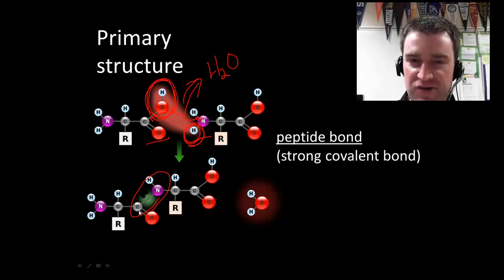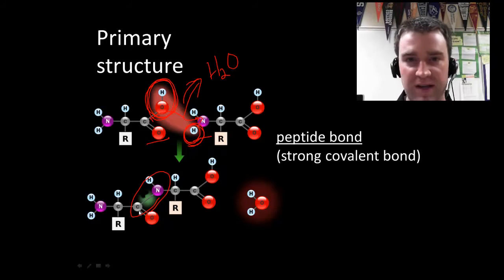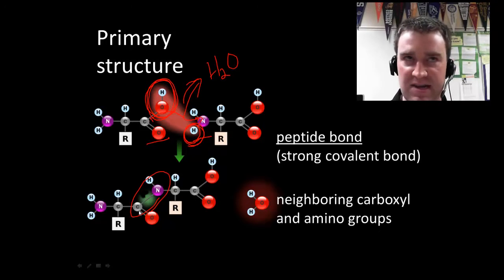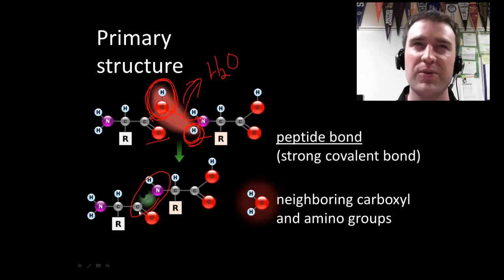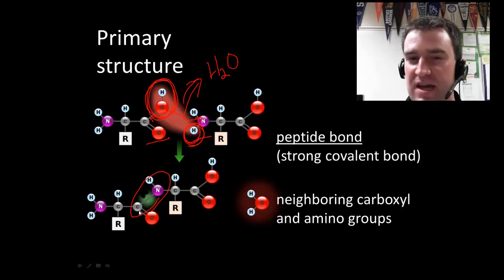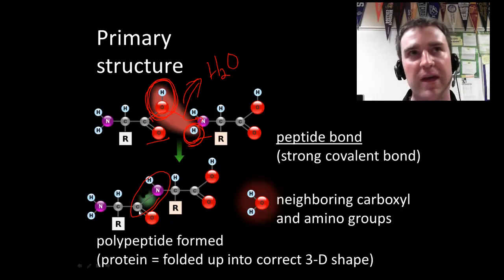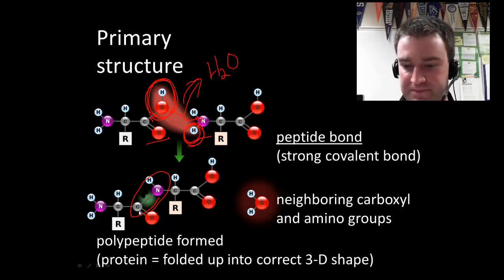And again, just to make sure you're clear on what is interacting at this level, it's neighboring carboxyl and amine groups of neighboring amino acids. So we've strung them together in a kind of necklace so far. We shouldn't really call that a protein just yet because it doesn't have three-dimensional shape. Sometimes we just refer to what we have so far as a polypeptide.